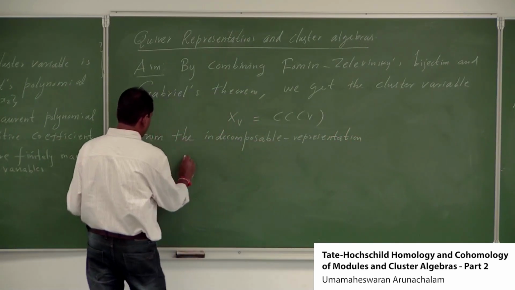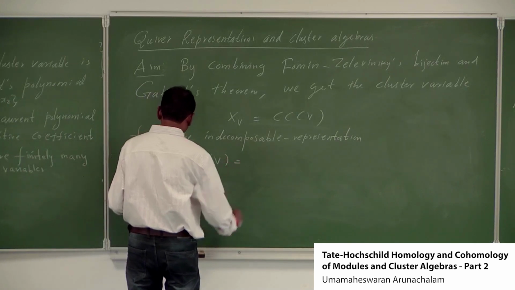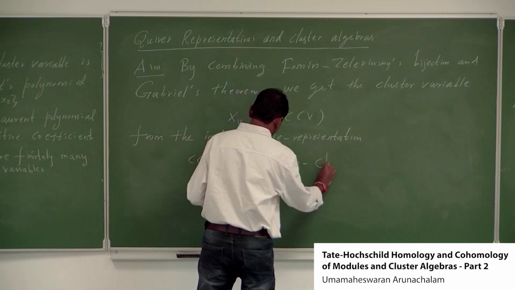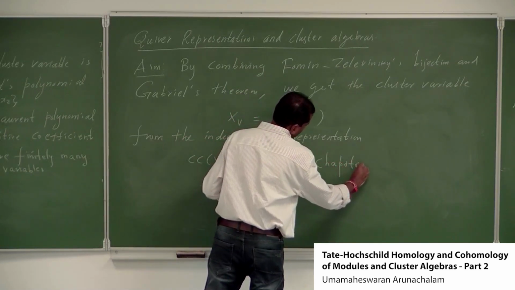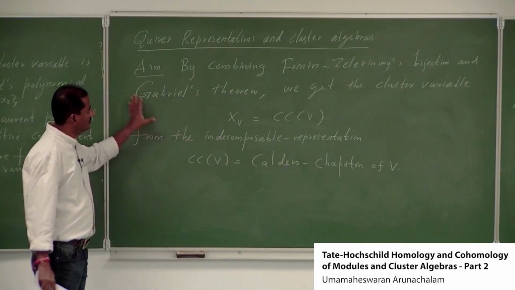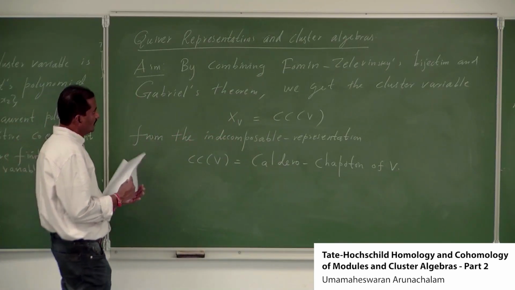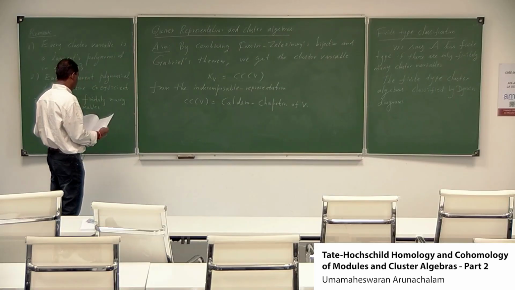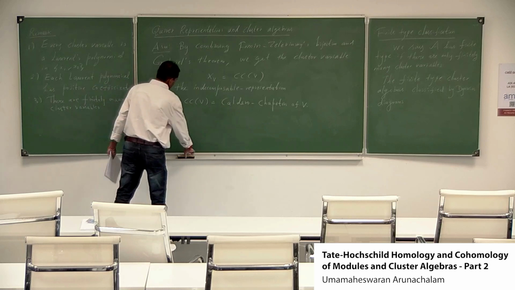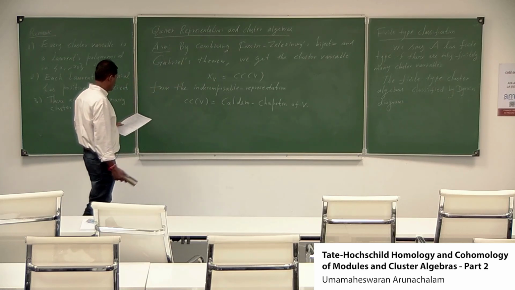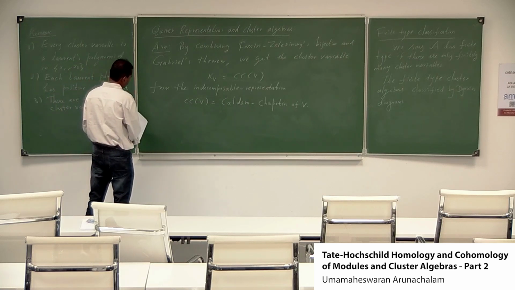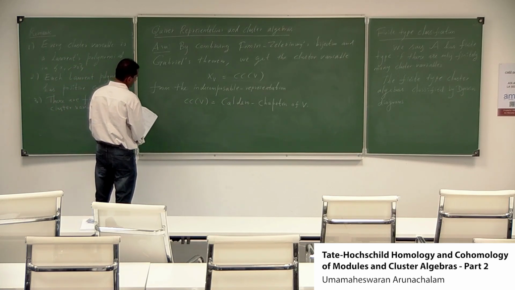Here what is CC of v? CC of v is Caldero-Chapouton of v. I will define this later. This is the cluster variable. This is my aim. And here I would like to start with the basic definition. What is a finite QR? I already told what a finite QR is. Now I am going to give the definition of representations.